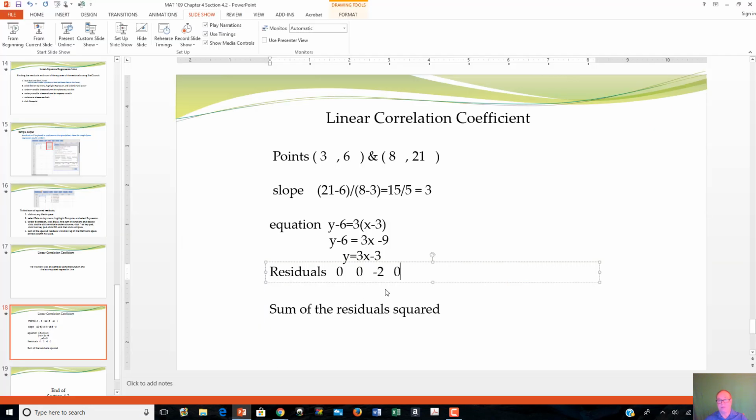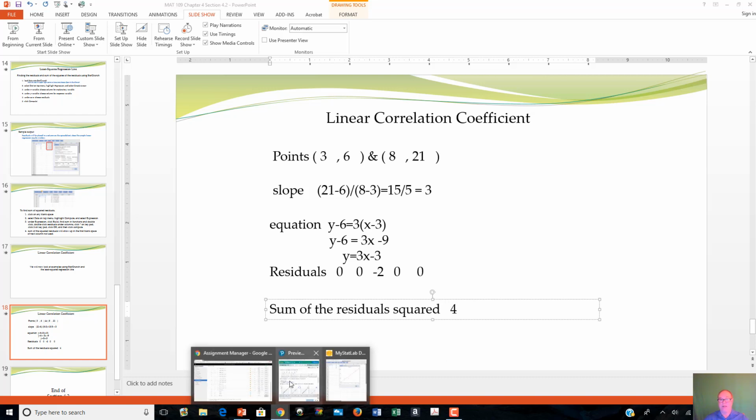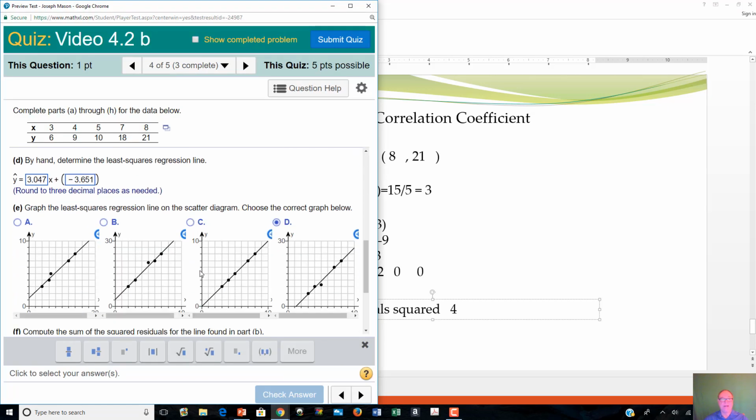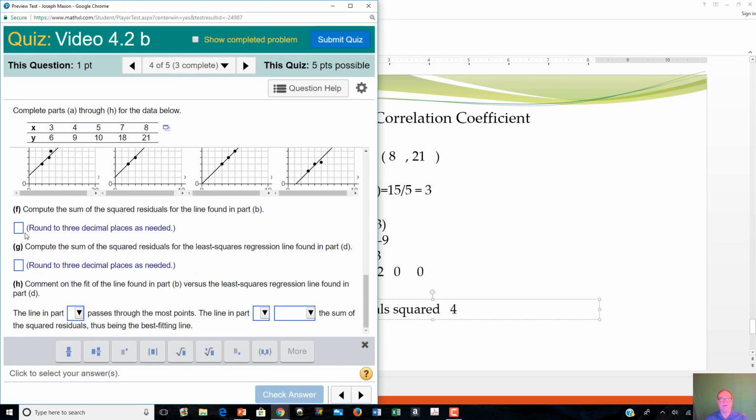So there are my residuals. Now if I want the sum of the squared residuals, I take each one of these, square it, and add them up, and in this case you would end up with 4 for the sum of the squares of the residuals. So if I go back to my problem, now I can say round to 3 decimal places as needed. Well, there's no rounding needed. It's going to be 4.